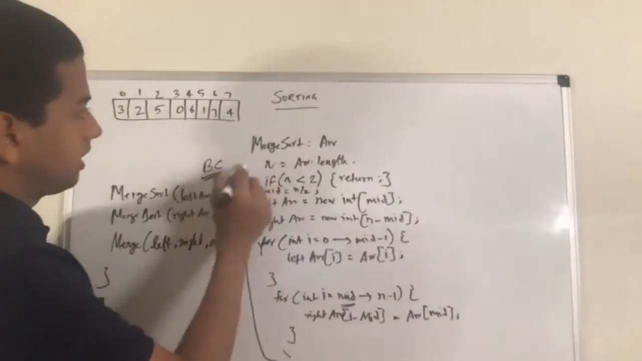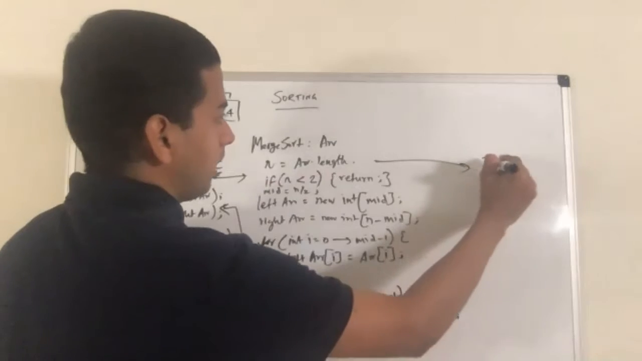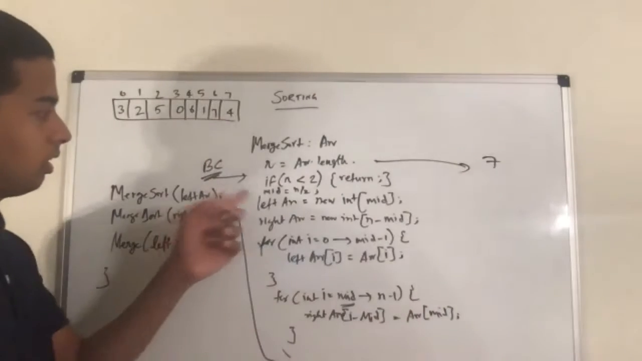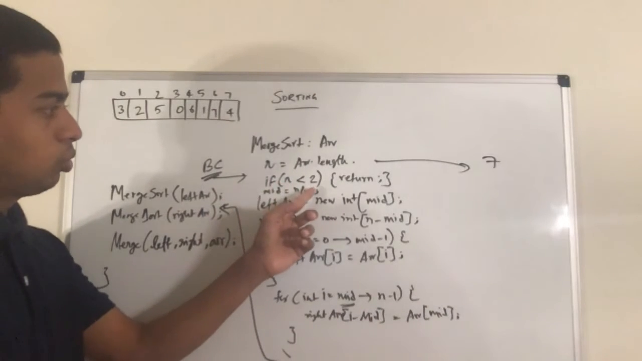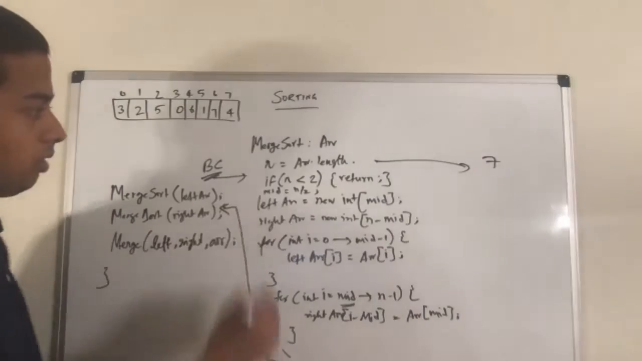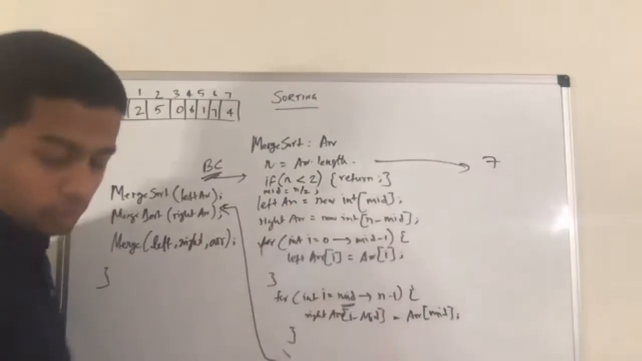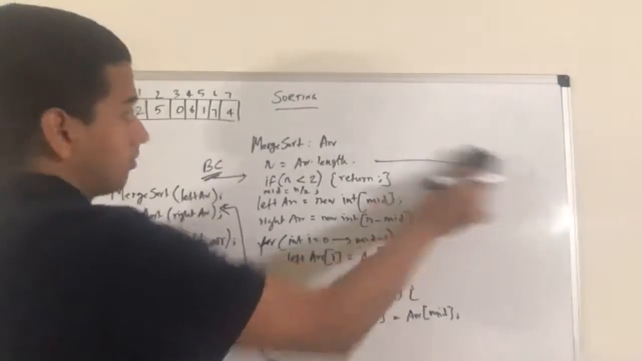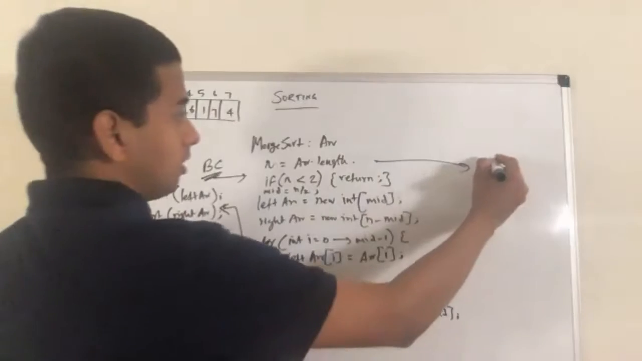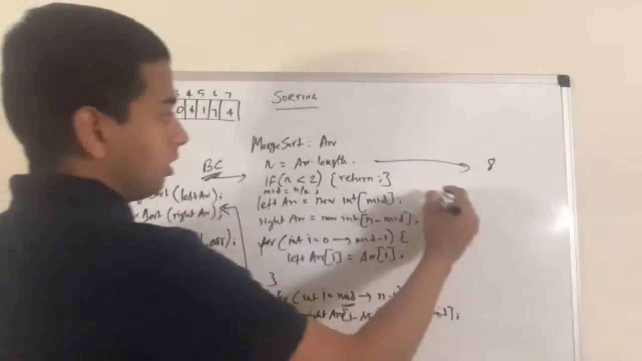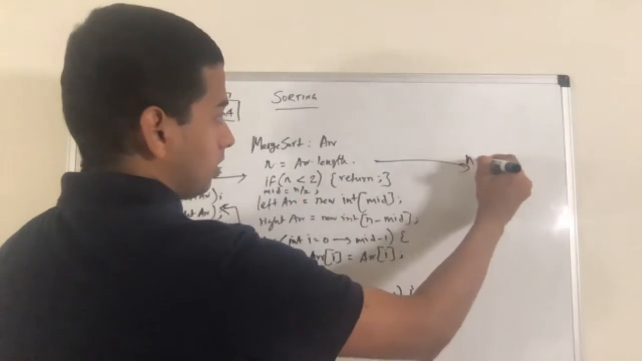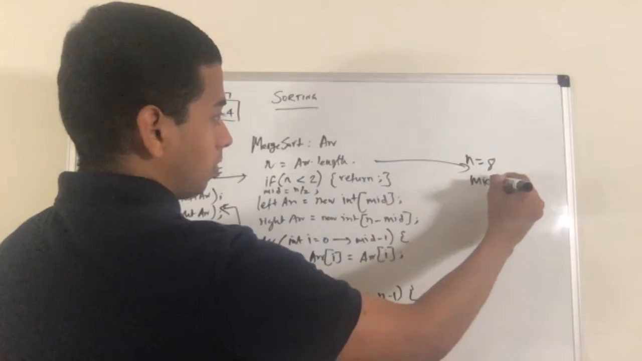So what is the length of the array? Now if n less than 2 will be false, so it will come down. Sorry, the length of the array is 8 here, because 0 to 7 is 8. What will be the mid? This is n, mid equal to 4.